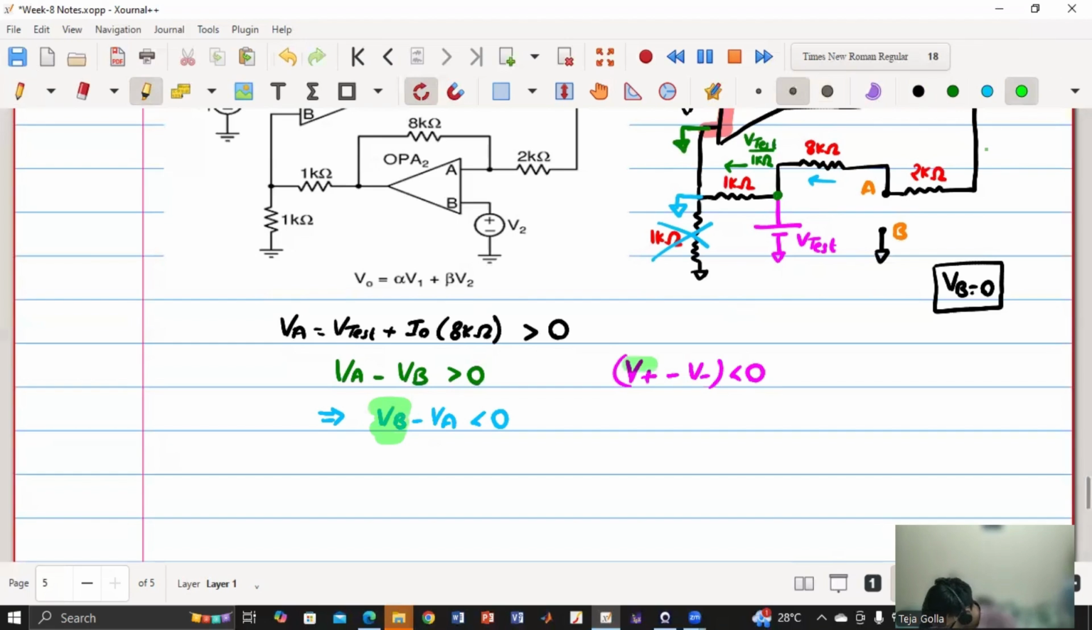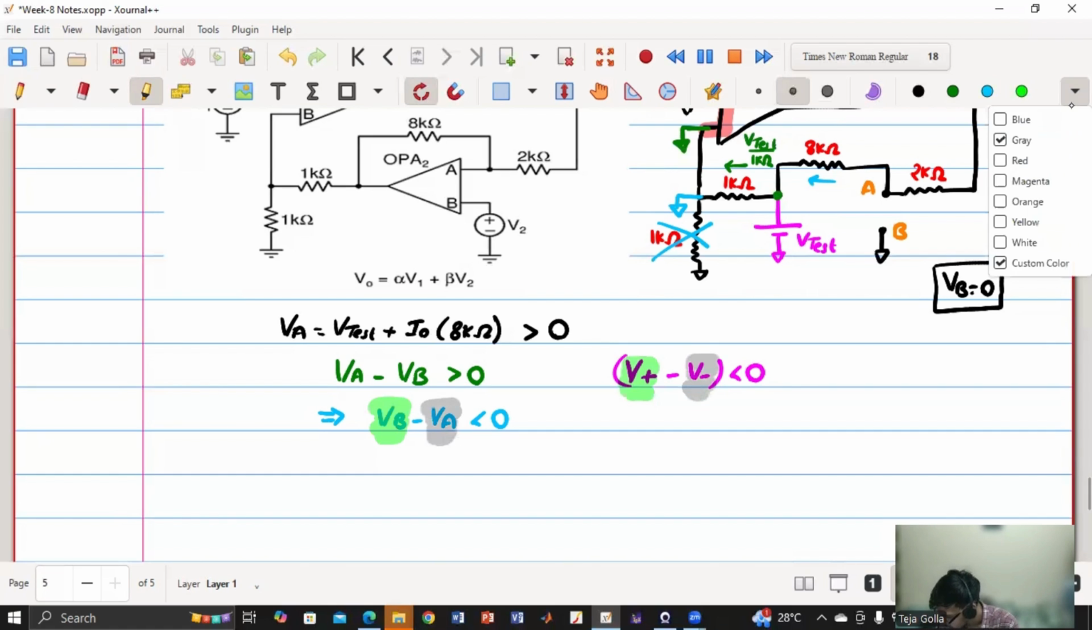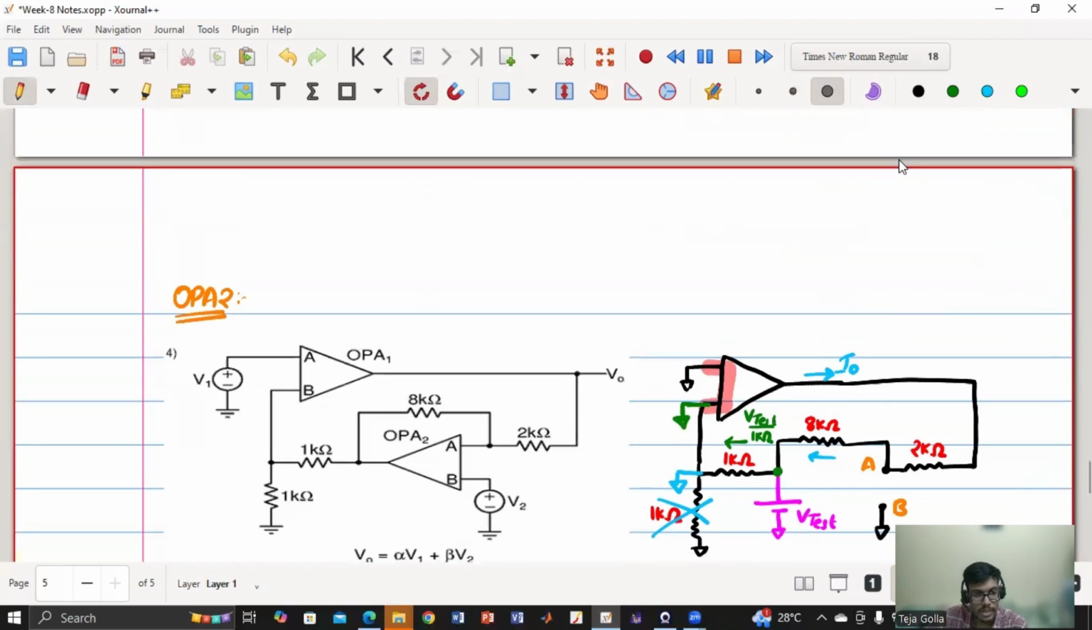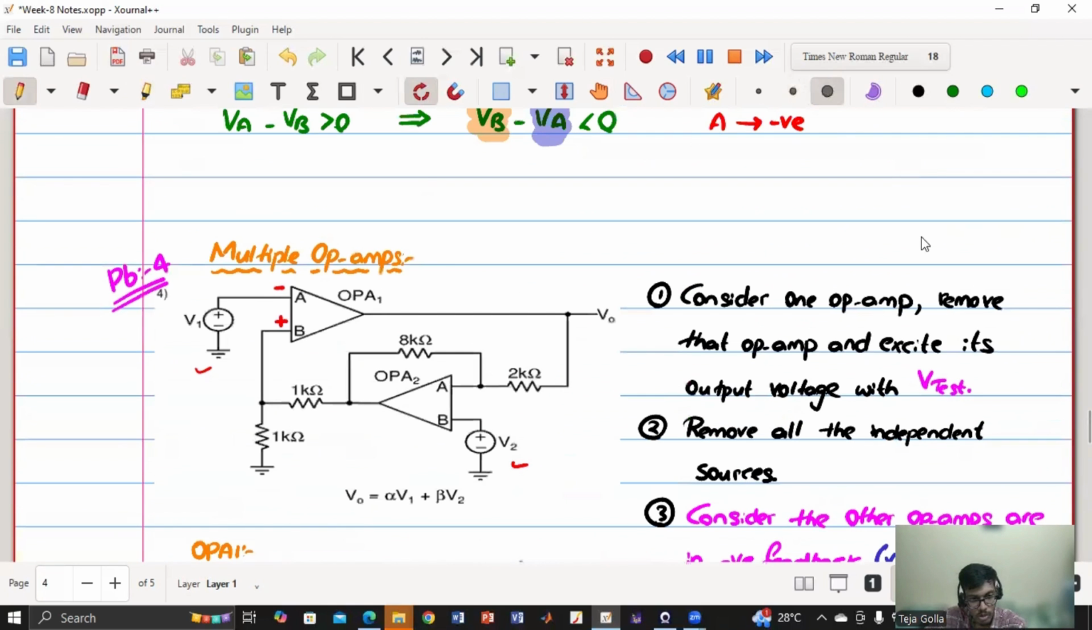This is my positive terminal, and this is my negative terminal. So now you know B is the positive terminal and A is the negative terminal. So let us go back and write that B is positive and A is negative.